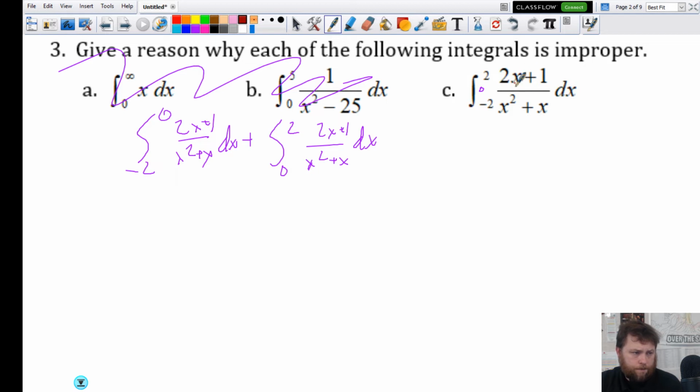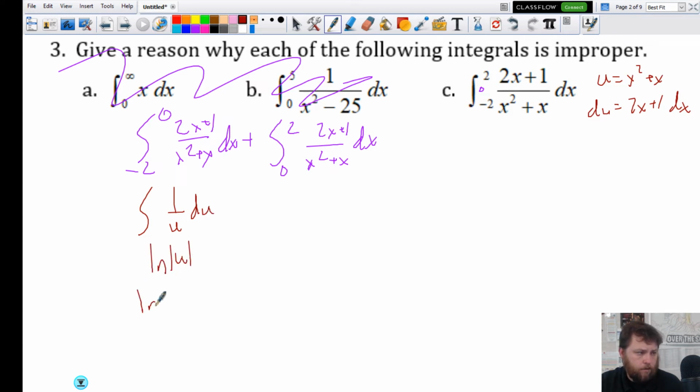Let's only integrate one first and see what's going on. You integrate this. This is a u substitution because our u is going to be x squared plus x, and du is going to be 2x plus 1 dx. Life kind of works out nice. So this is the integral of 1 over u du, which is going to be ln of absolute value of u. This is ln of absolute value of x squared plus x. Both of these end up integrating the same way, but we're just going to do one side at a time.